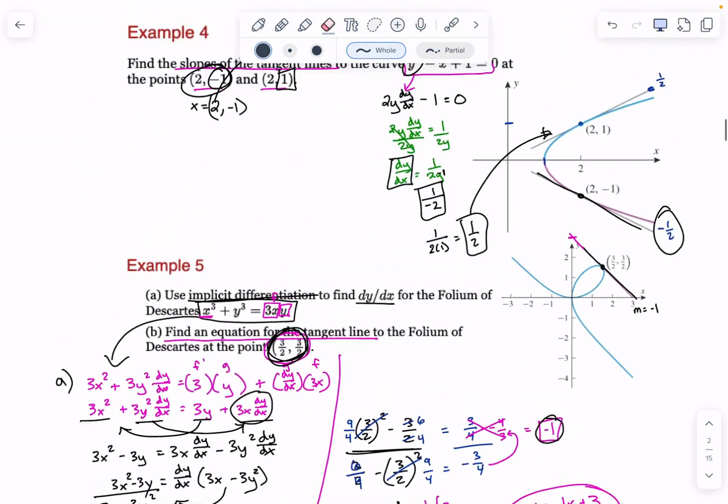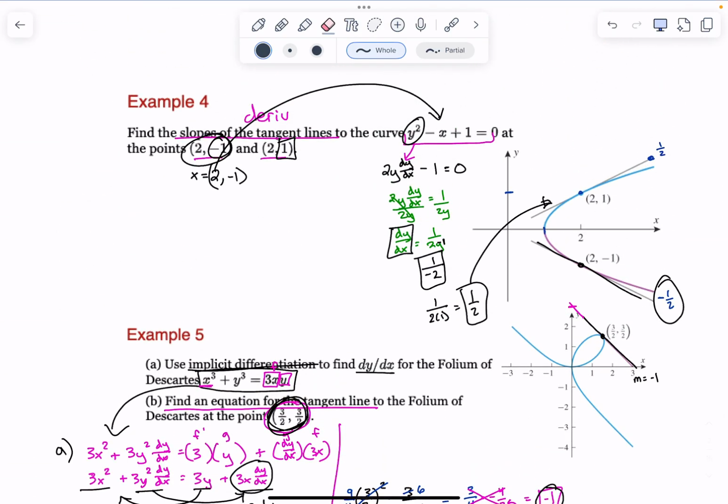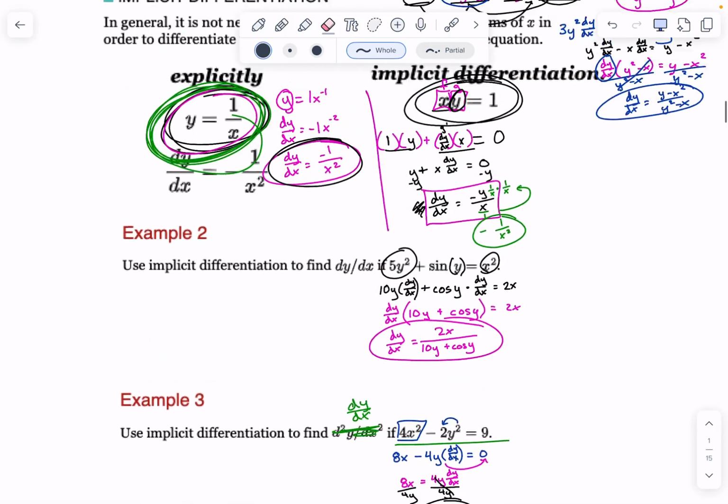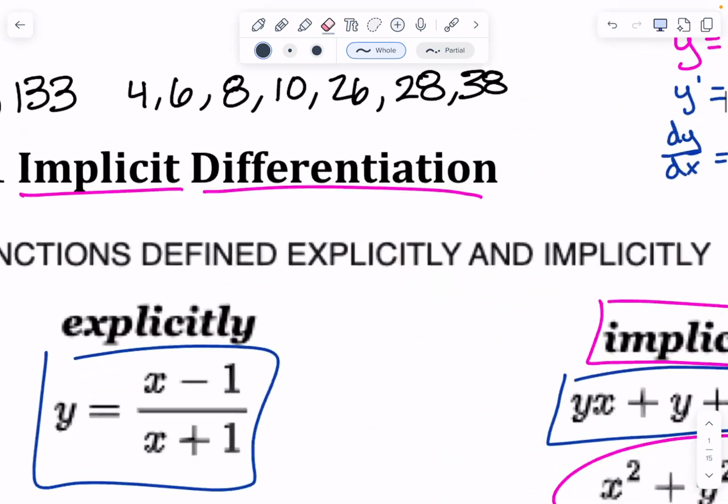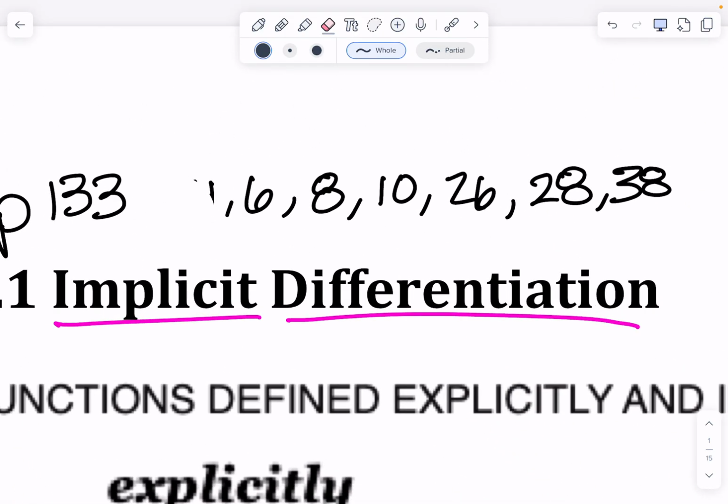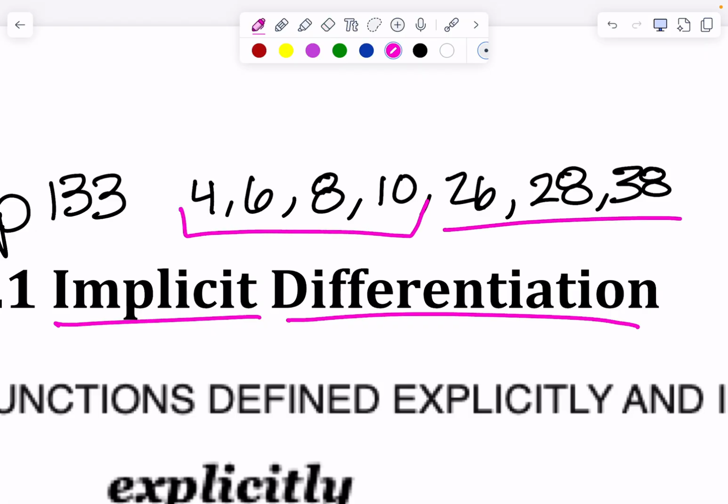How do we feel about that? Are we okay with implicit? I kind of like implicit. I think it's kind of fun, like a little puzzle. If you did not get through number 10 yesterday, work on those, but then you've got these 3.